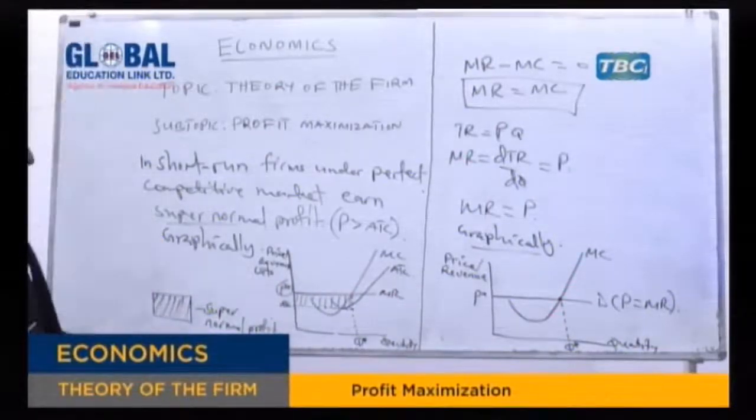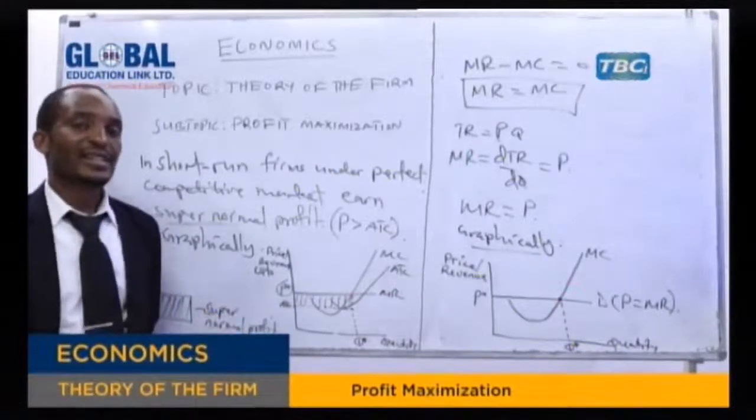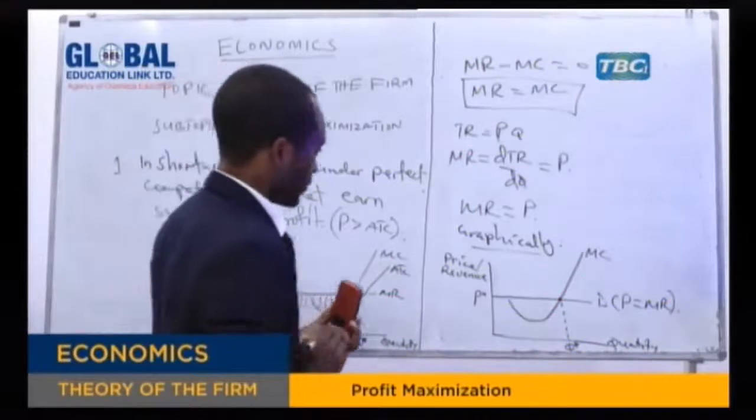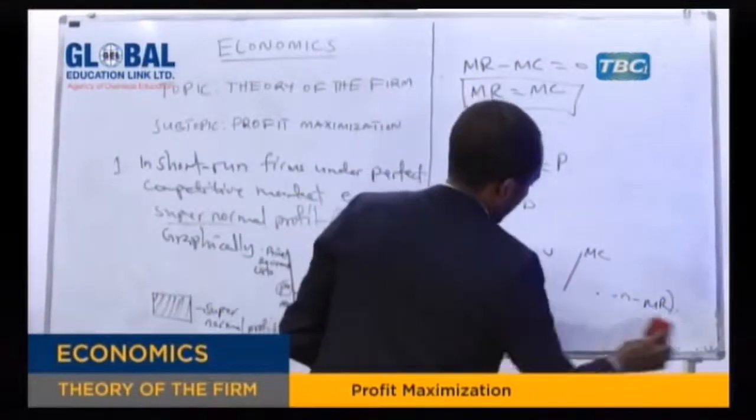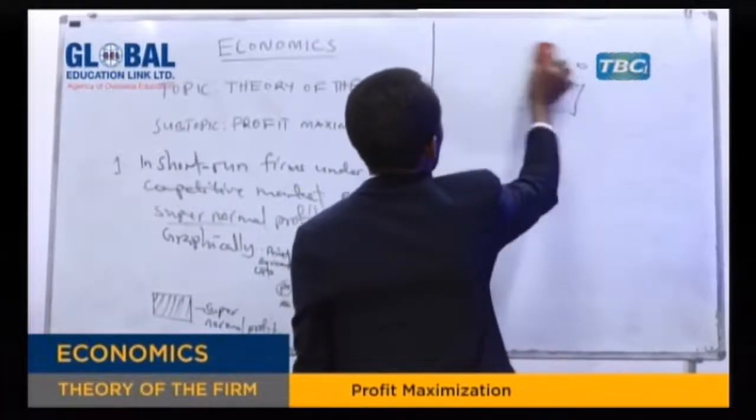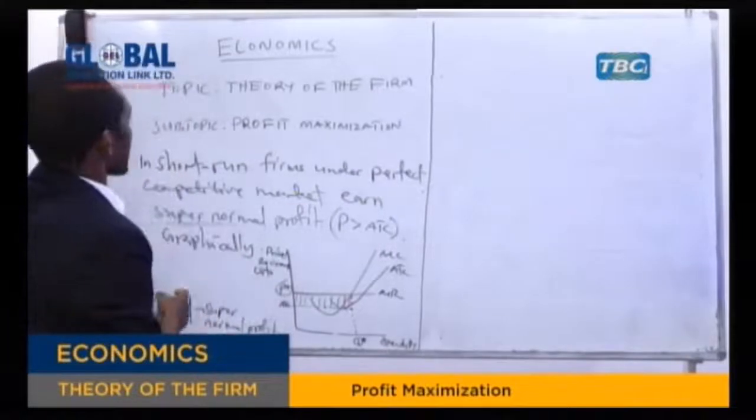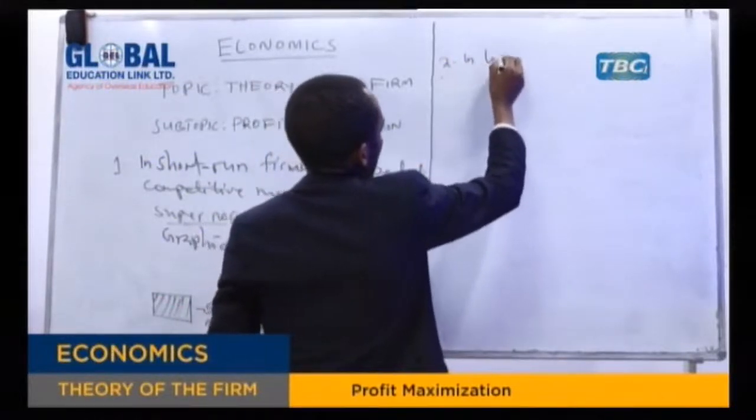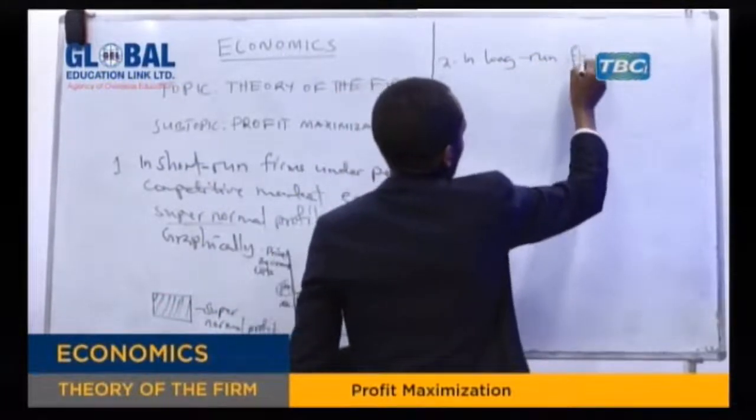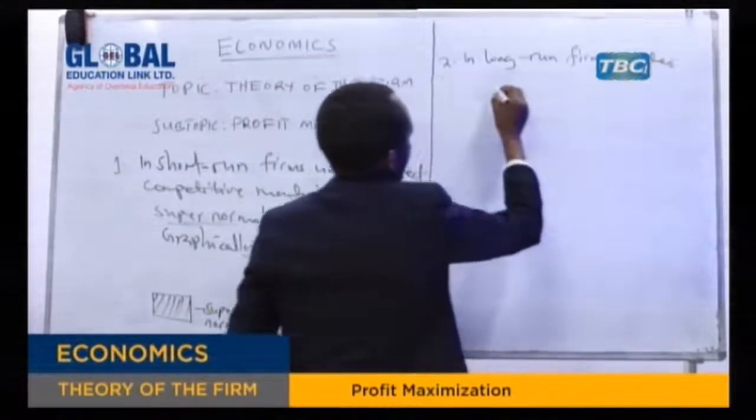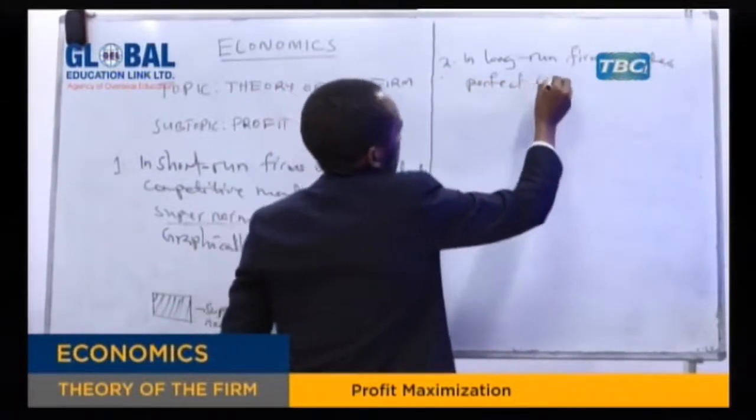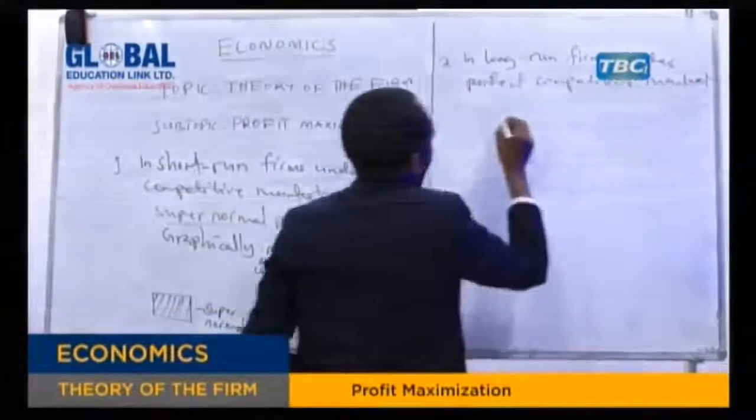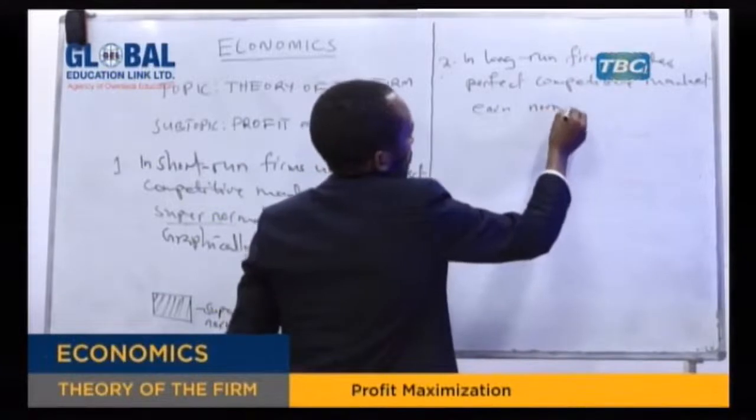Now, case two, we said a firm under perfect market in the long run can earn just a normal profit. So this is case one. Case two, in the long run, firms under perfect competitive market earn normal profit.